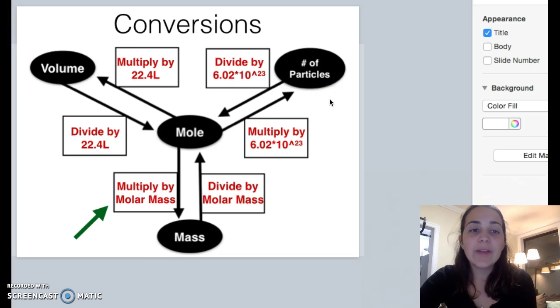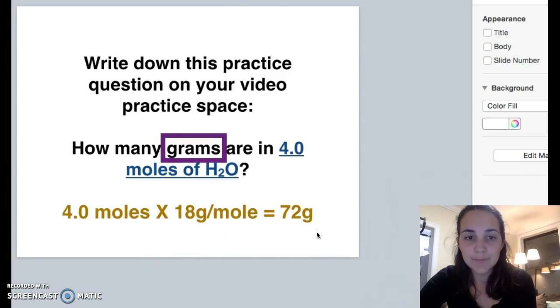Now looking back quickly at this conversion so that we know that we're on the right track, we had a number of moles. We need to multiply by the molar mass, and then we're going to end up with the mass value, which will be in grams.